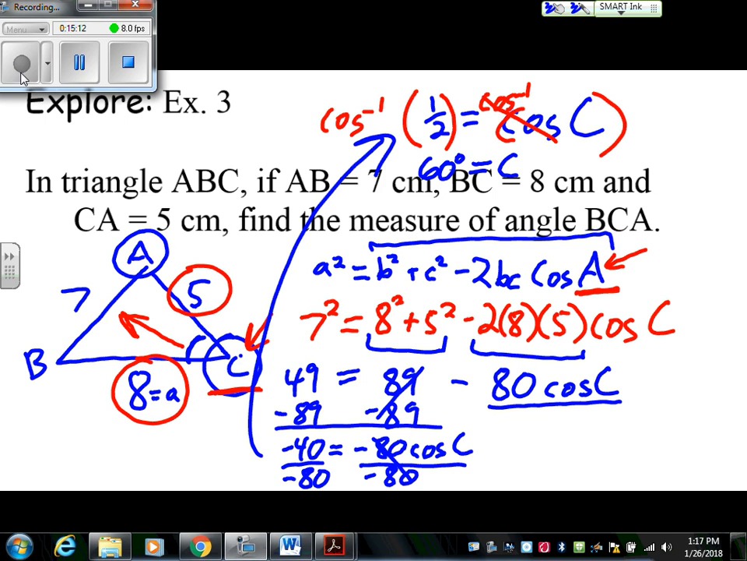So a lot of work going on here. Again, the thing to keep in mind is that we grouped our initial setup based on the two sides that we knew and their included angle that we were looking for. A lot of algebra, focus on keeping your negatives, not combining unlike terms, and then in the end, it ends up becoming a very simple sort of trig problem like we did with right triangles.